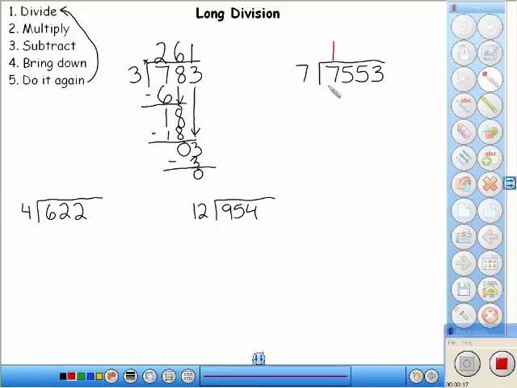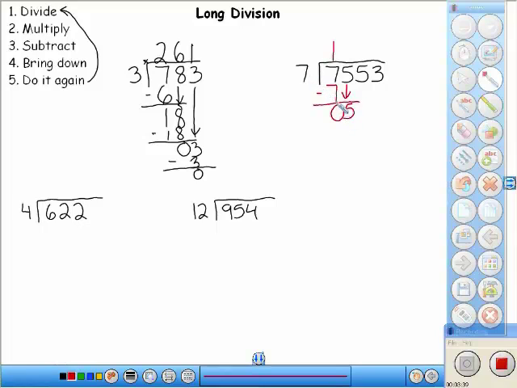1 times 7 is 7. Next step is to subtract. So we're going to subtract, which would give 7 minus 7 is 0. Next step is to bring down. So we're going to bring down the 5. And we're going to do it again. How many times does 7 go into 5? It doesn't, does it? 7's too big. It does not fit into 5.